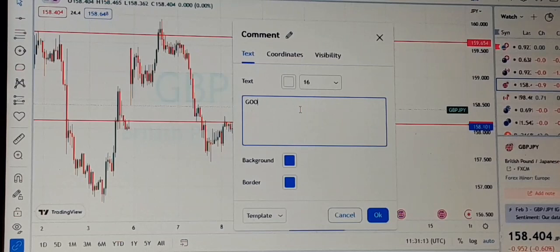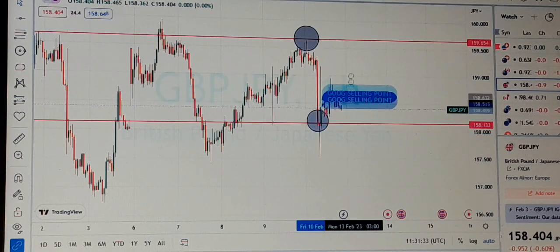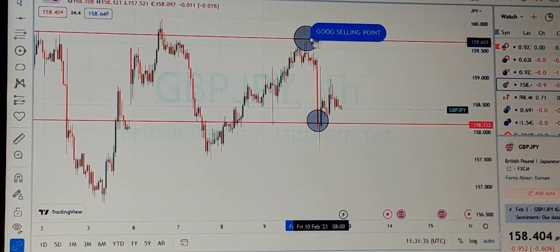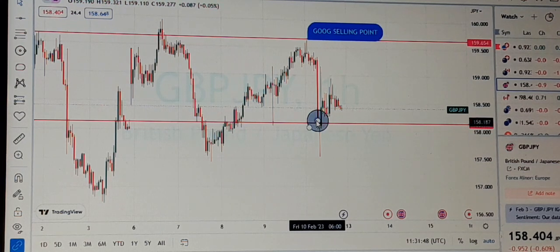Good selling point. Good selling point. Good selling point. Let me keep it black, then we press OK. So we put this area as a good selling point. Right here, let me remove the circular part. That is a good selling point. That is actually a good selling point, and down here is a good buying point.